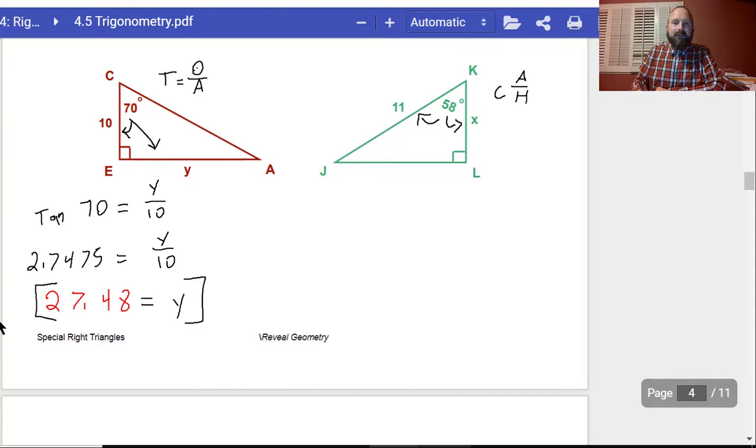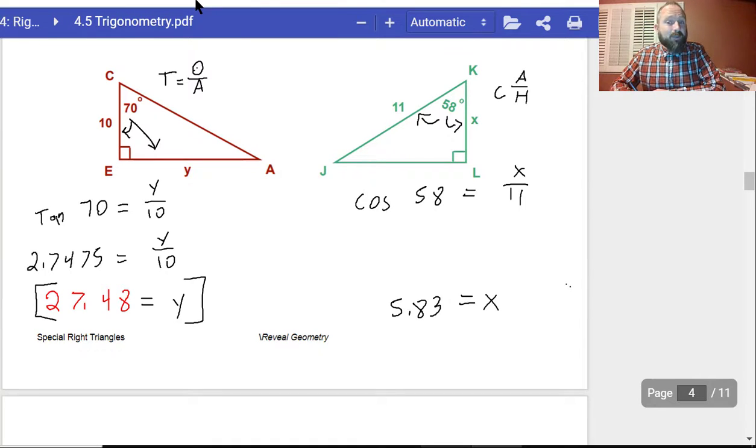cosine. So, in your calculator, I want you to do the cosine of 58 is equal to x over 11. Go ahead and figure that out in 3, 2, 1. So, x in this situation is 5.83. All right, guys, let's go on.